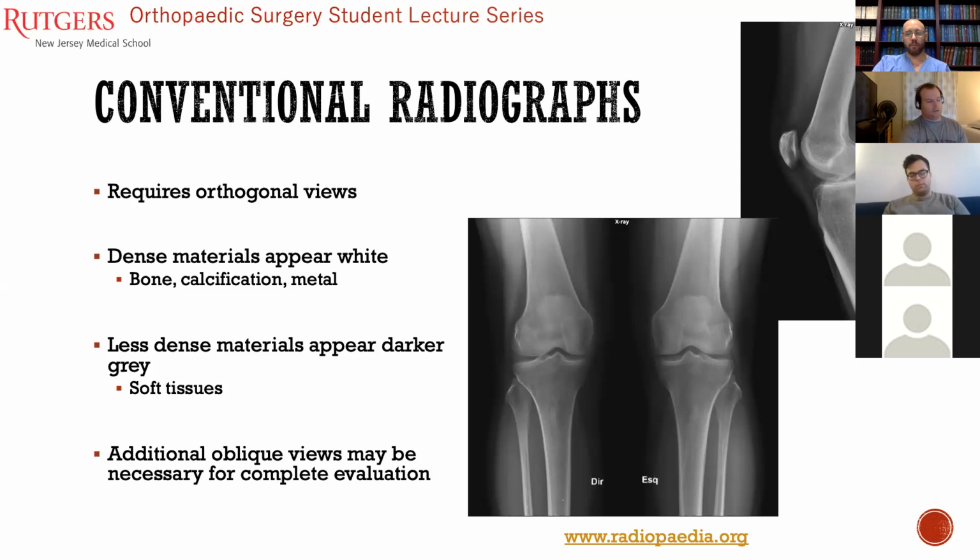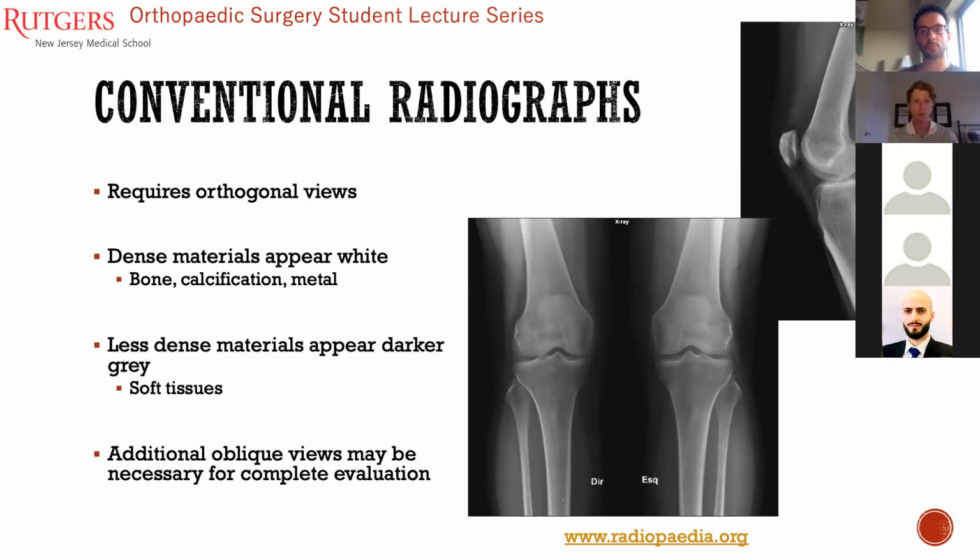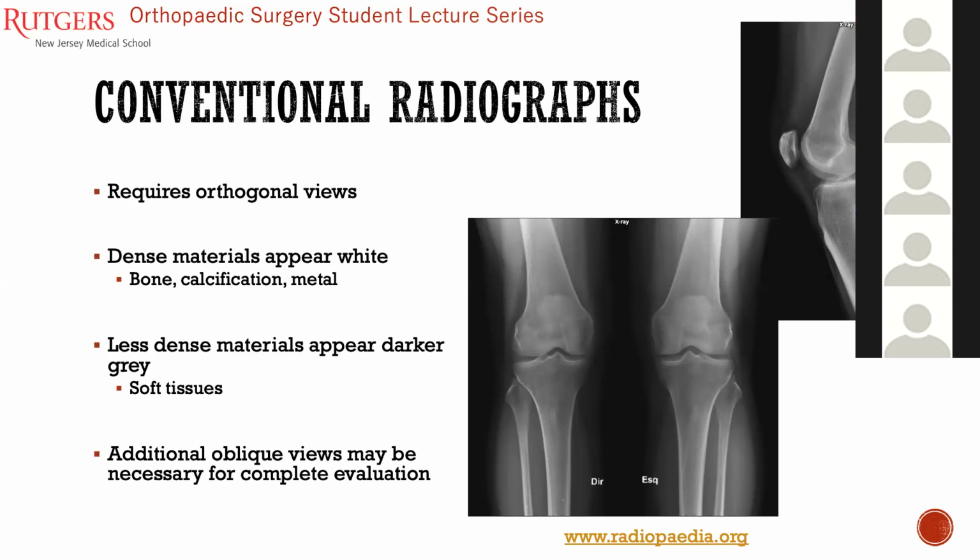Additionally, in some of these studies, whether it's looking at specific joints, you may require additional oblique views for a complete evaluation. Typically, we'll see that in the hand and the ankle to look at the mortise view. Again, things that we discussed back when we were doing the initial trauma X-ray reading.